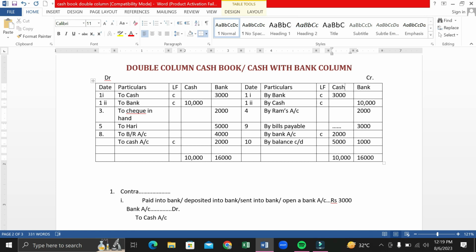Now I am taking some very important entries which affect a double column cash book. When students are able to understand these particular 10 entries, remember one thing, you will be able to attempt any question on the cash book, because this is really the easiest way to understand the basics of your cash book, or we could say cash with bank column. So here I am taking different entries.